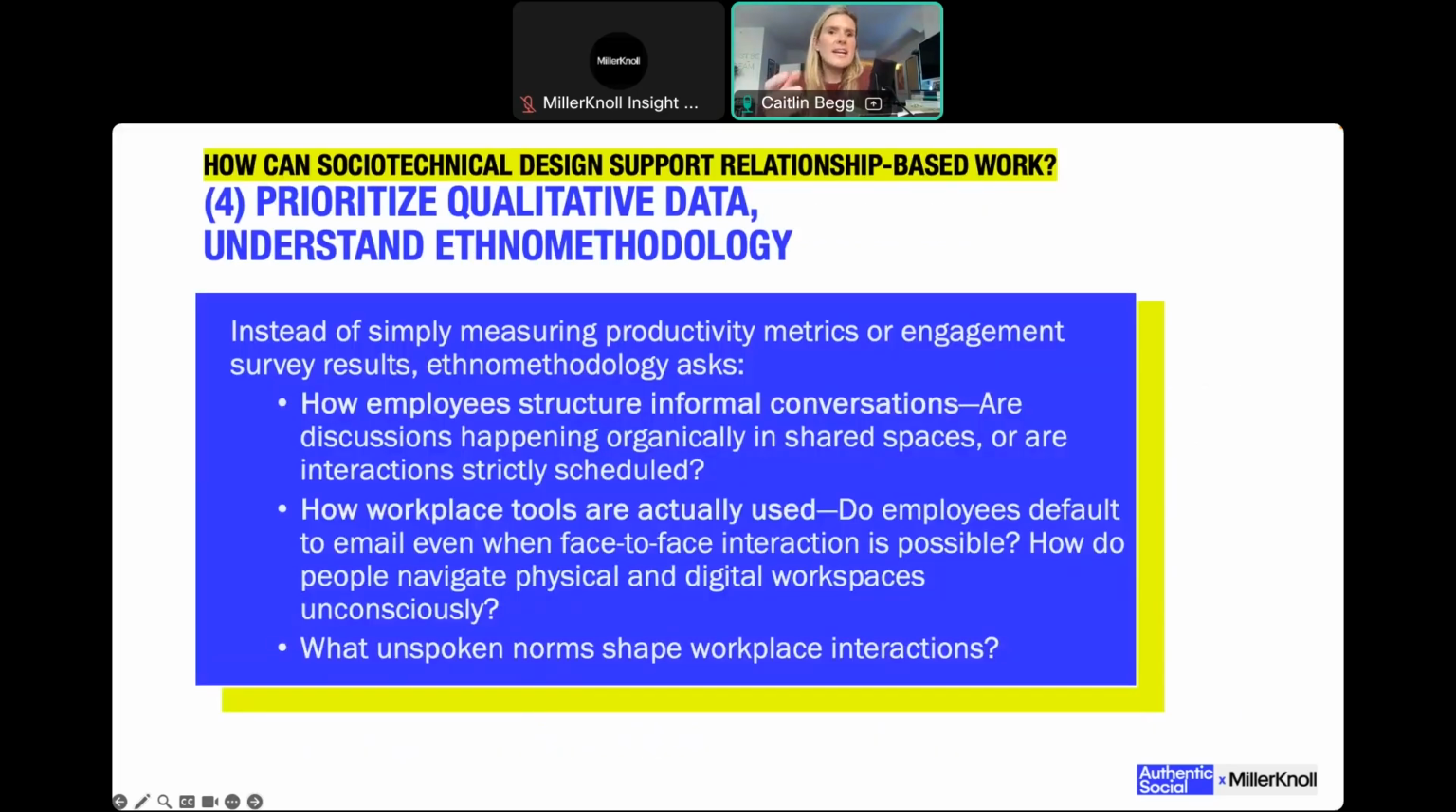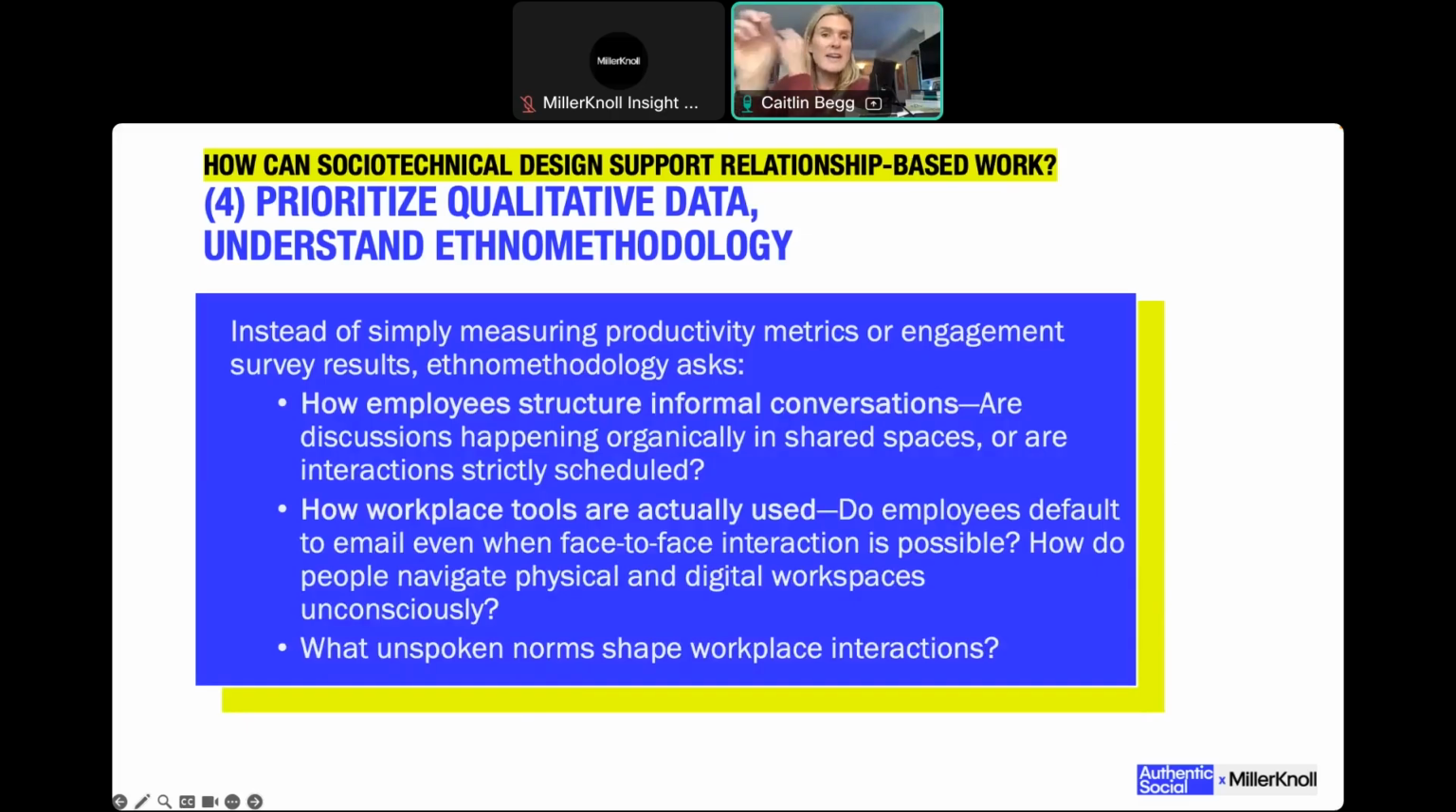And so instead of simply measuring productivity metrics or engagement survey results, ethnomethodology asks how employees structure informal conversations. So are discussions happening organically in shared spaces, or are interactions strictly scheduled? And this is a really important part of long-term success with organizations. How workplace tools are actually used. So employees default to email even when face-to-face interaction is possible. I see this a lot.